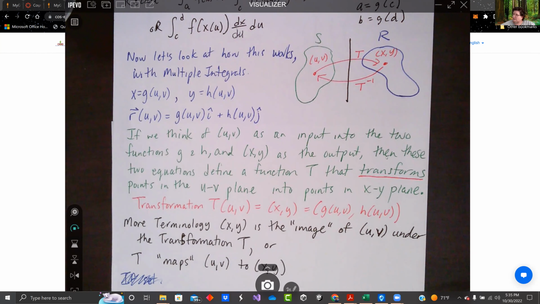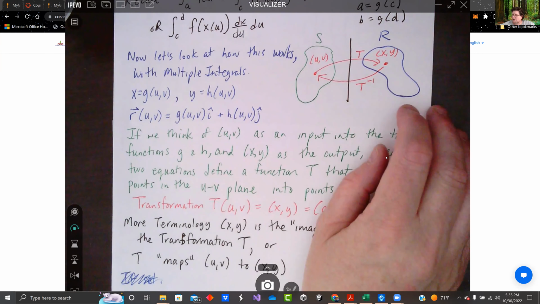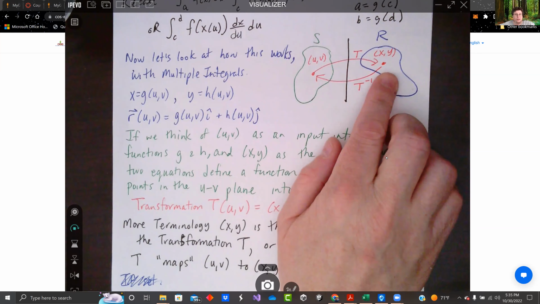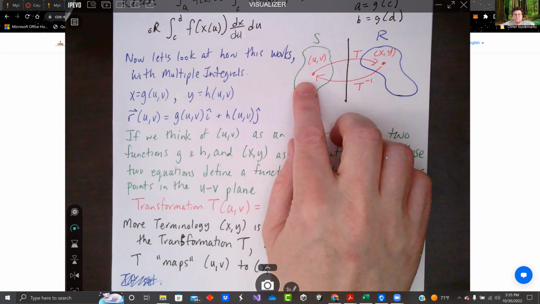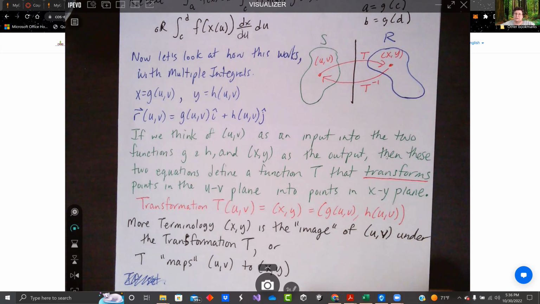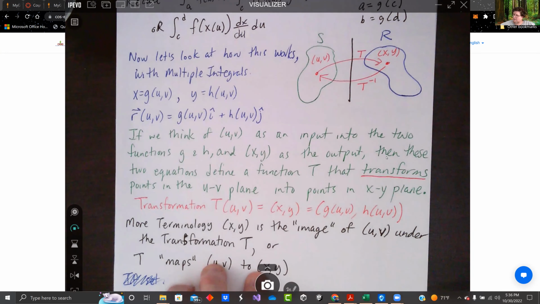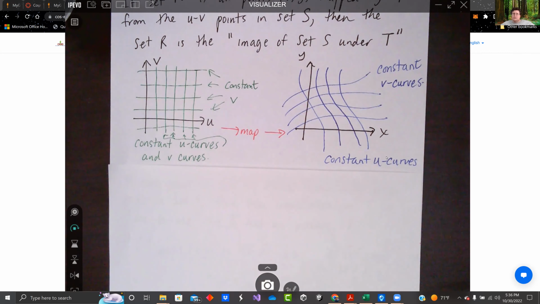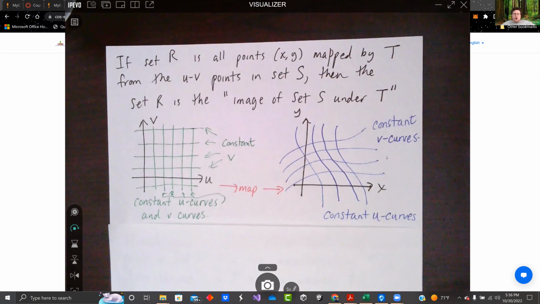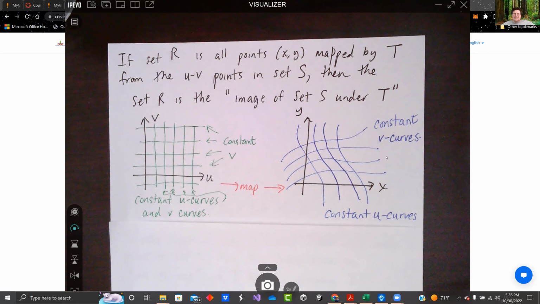They use the terminology like R is the image of S under the transformation, and vice versa. So if we have some set R and it's all points x, y, and we map it by T from the uv points in S, then it's called the image of set S under T. A lot of terminology. If you want to go into mathematics, you will, and you'll do more of this later on. You do a lot of stuff with mapping and imaging and stuff like that.